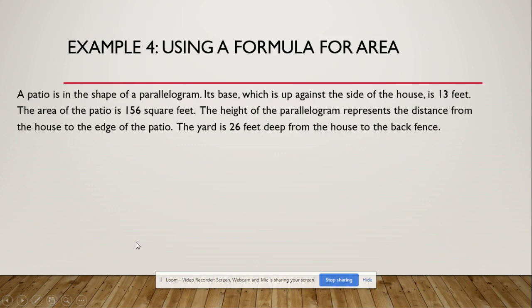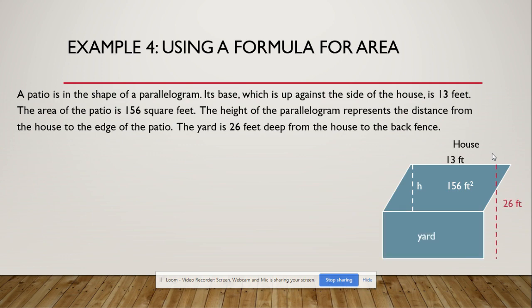All right, so let's look at a few word problems. A patio is in the shape of a parallelogram. So here we got our parallelogram. Its base, which is up against the side of the house, is 13 feet. So we've got our house, and that's 13 feet. The area of the patio is going to be 156 square feet. Now the height of the parallelogram is going to represent the distance from the house to the edge of the patio. So that right there would be our height. The yard is 26 feet deep from the house to the back fence.